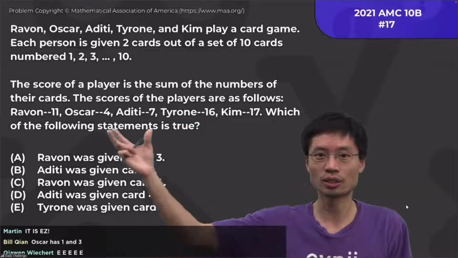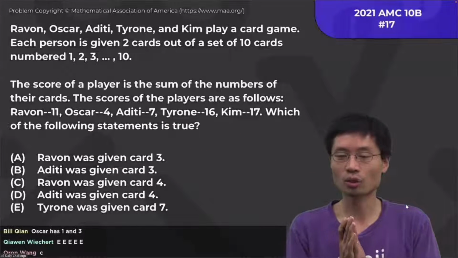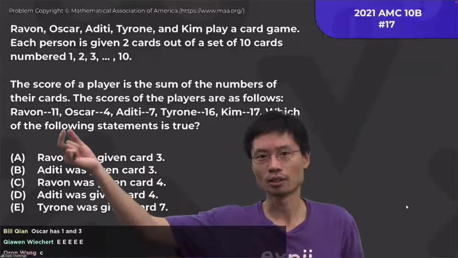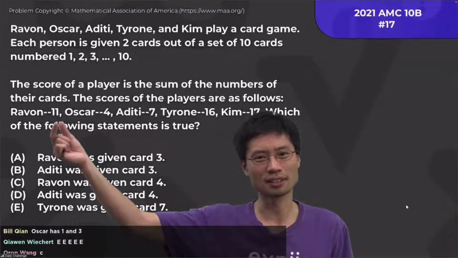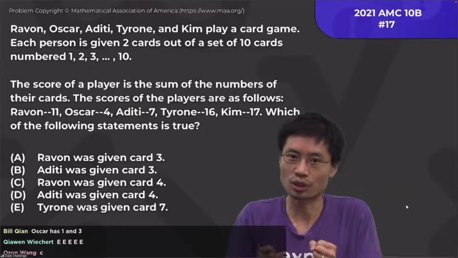Okay, now the score of a player is the sum of the numbers on their cards. Oh, okay, so I know that some sums of numbers add up to these things. Now whenever I look at this, I'm saying, 2 numbers add up to 11. I've got a lot of choices. But when I have too much stuff here, I want to reduce my choices.